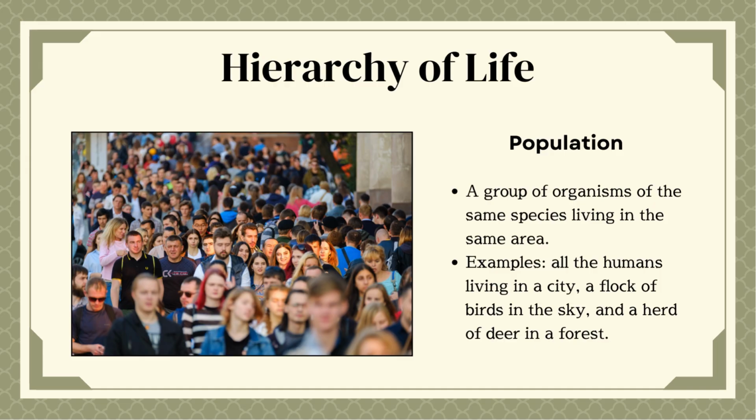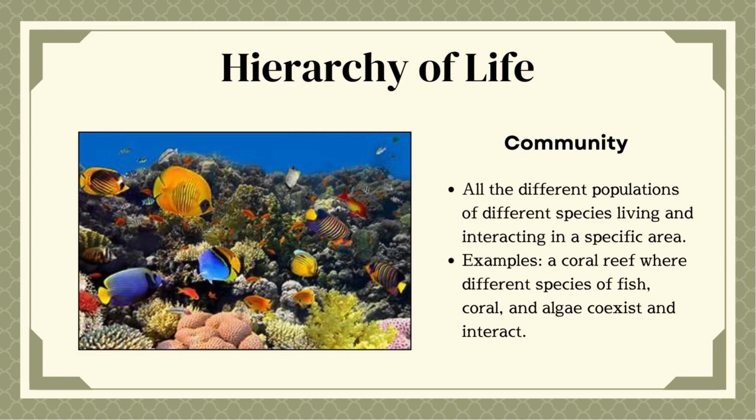After organism, we have the population. The population is a group of organisms of the same species living in the same area. Examples are all the humans living in a city, a flock of birds in the sky, and a herd of deer in a forest. After population, we have the community. The community is all the different populations of different species living and interacting in a specific area. An example is a coral reef where different species of fish, coral, and algae coexist and interact.